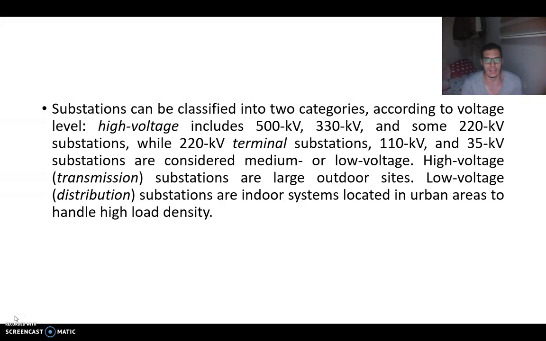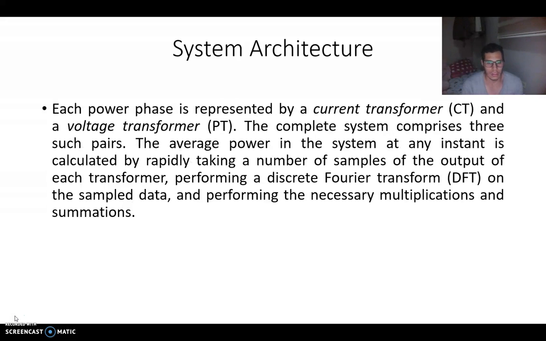Substations can be classified in two categories according to voltage level. High voltage includes 500 kV, and terminal substations are 110 kV.